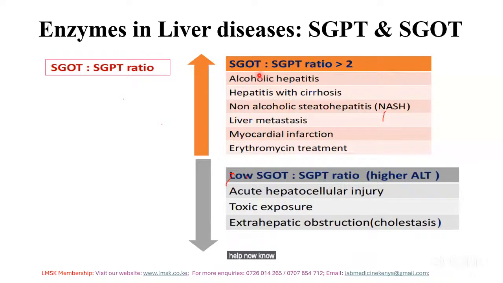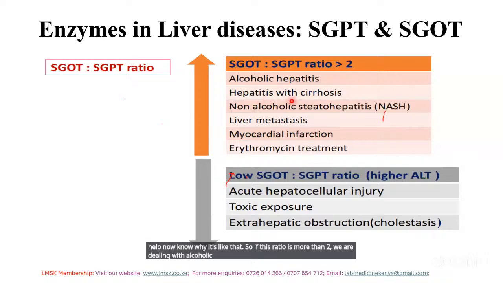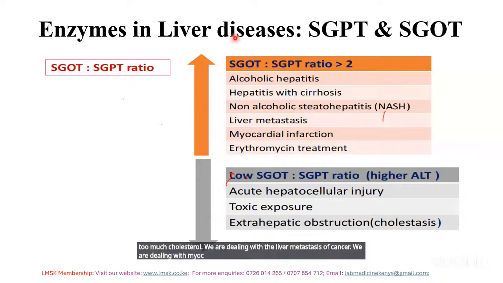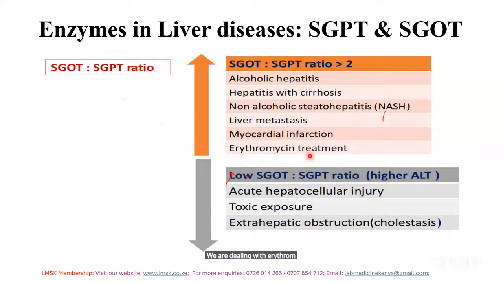it's like that. So if this ratio is more than 2, we are dealing with alcoholic hepatitis, hepatic cirrhosis, non-alcoholic steatohepatitis, too much cholesterol, liver metastasis of cancer, myocardial infarction because of too much of this, or erythromycin treatment, to which the liver reacts like that.